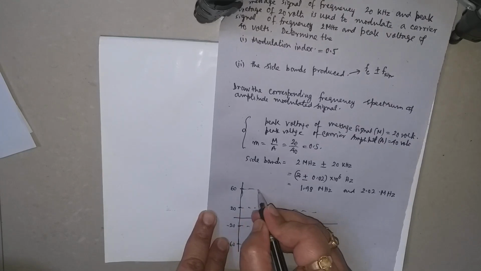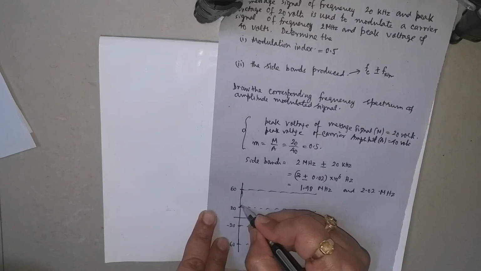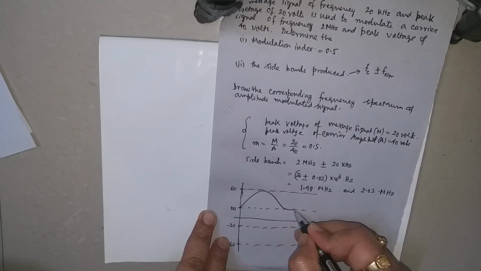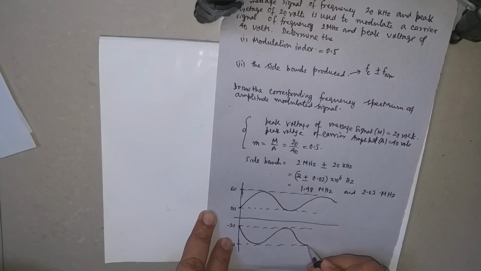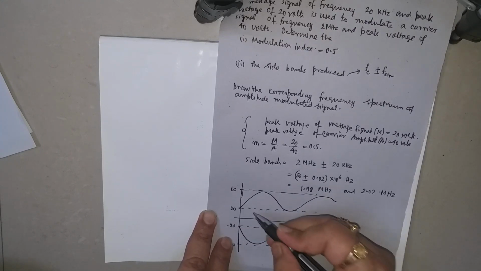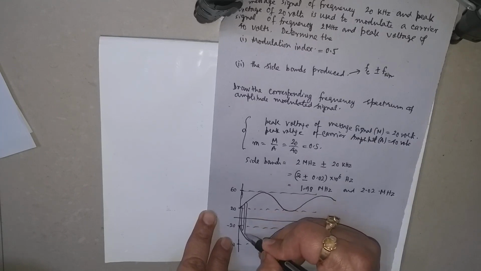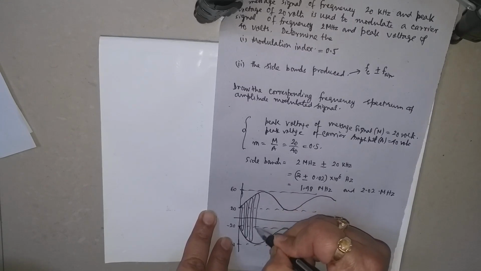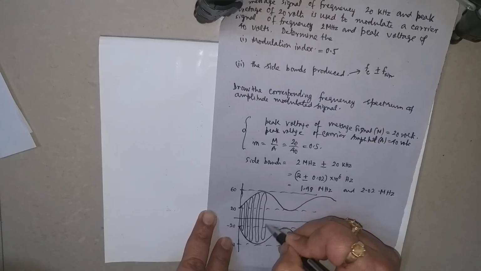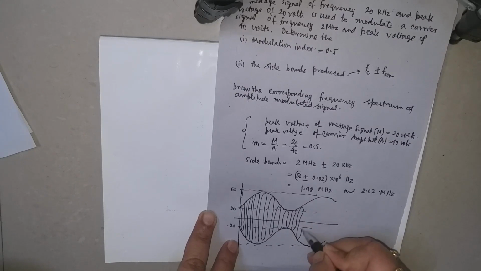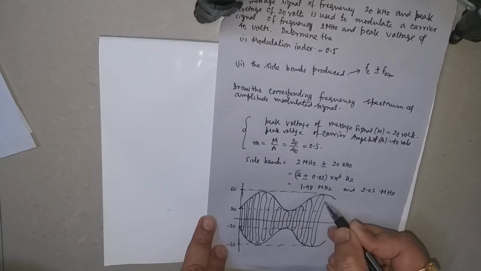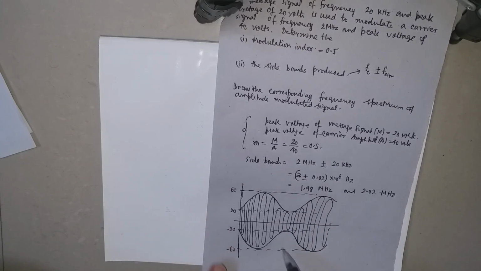Therefore, we can draw a rough sketch like this. Similarly, on the other side also we can draw a rough sketch like this, and the oscillations are taking place in between these two, as it can be shown by drawing figures of this pattern. This is the corresponding frequency spectrum of the amplitude modulated signal.